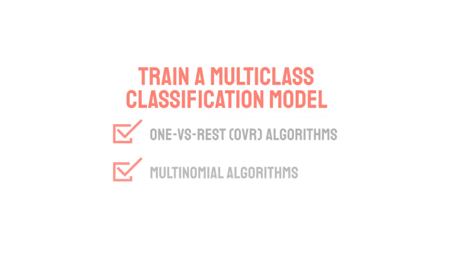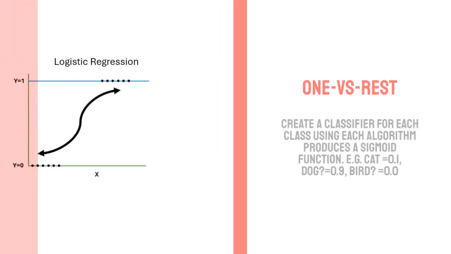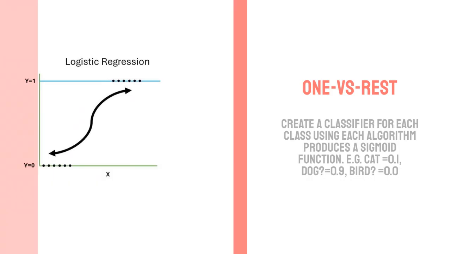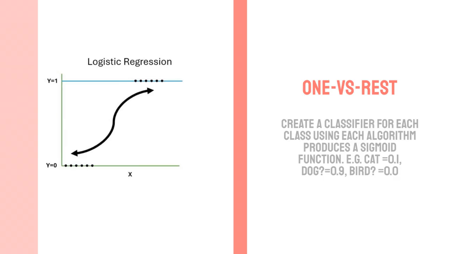The two kinds of algorithm you can use to train a multi-class classification model are one versus rest, OVR algorithms, and multinomial algorithms. One versus rest is a straightforward strategy for adapting a binary classification algorithm to a multi-class problem. Create a classifier for each class, and each algorithm produces a sigmoid function.